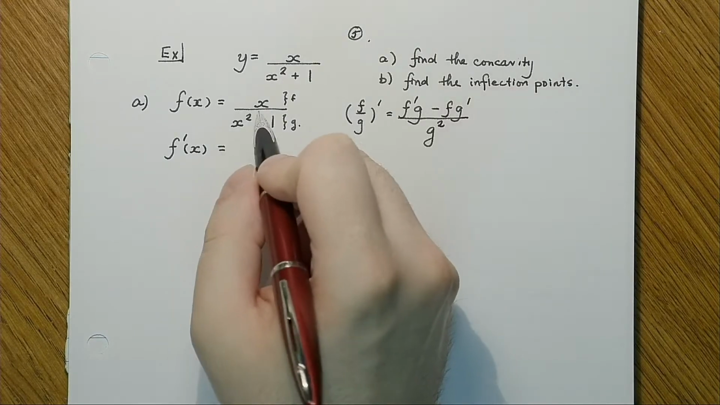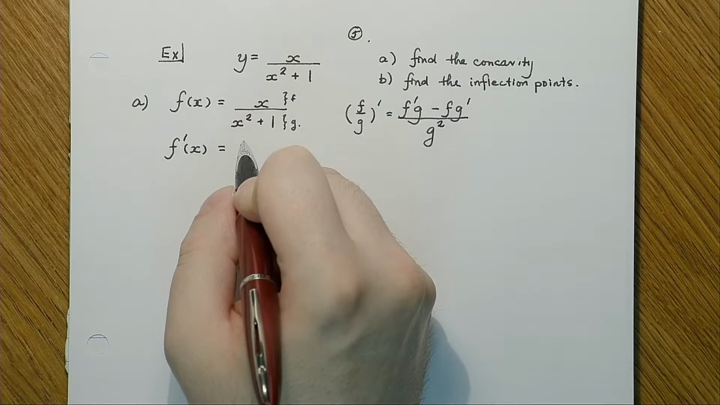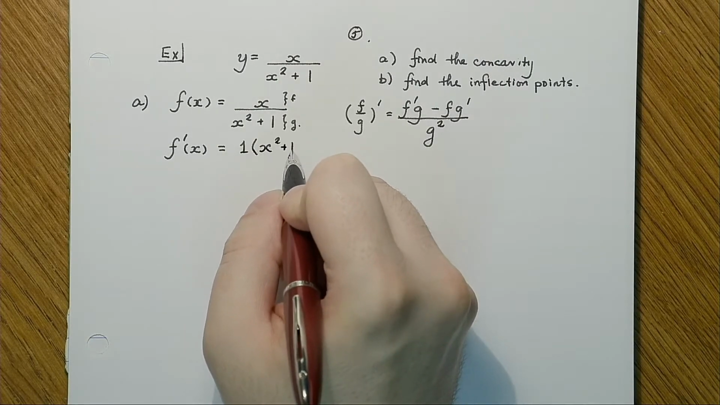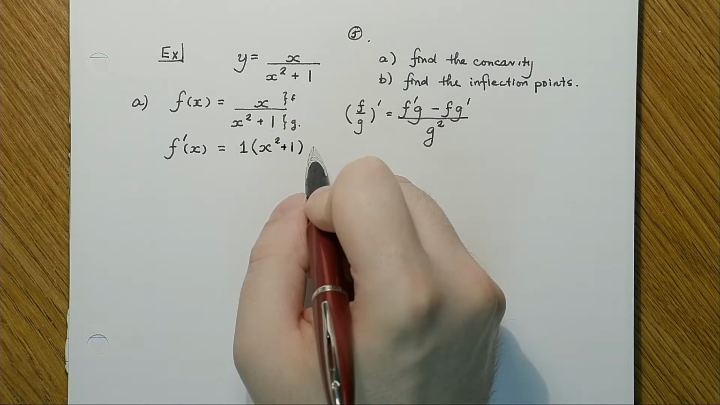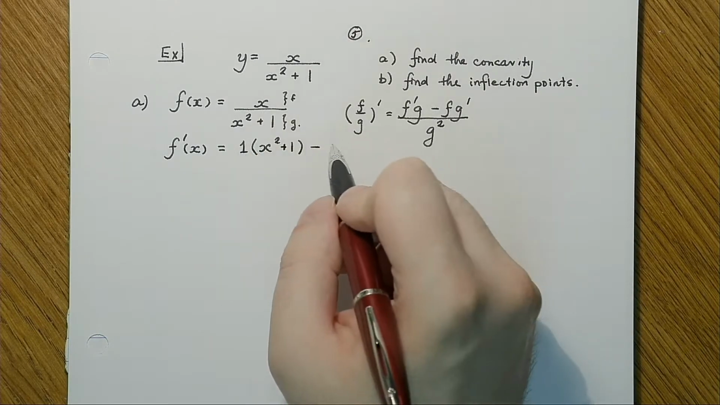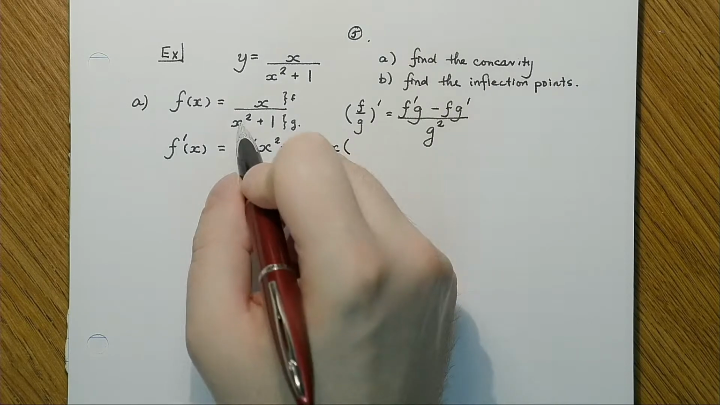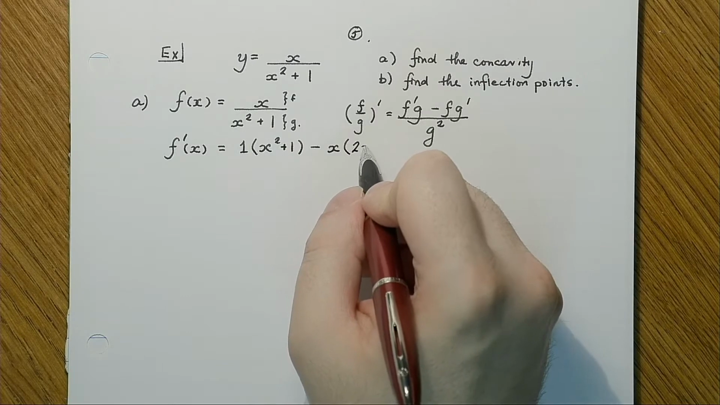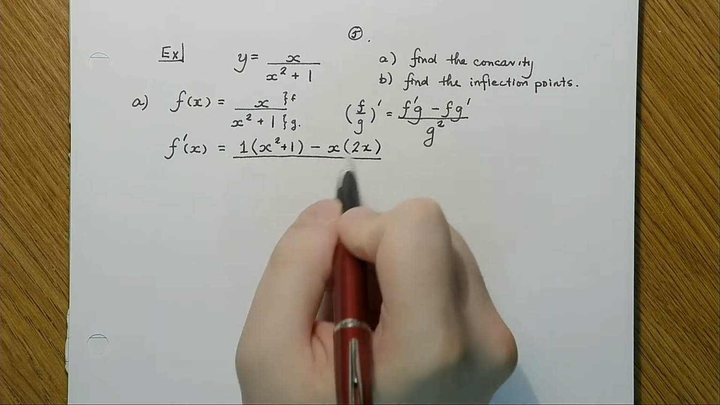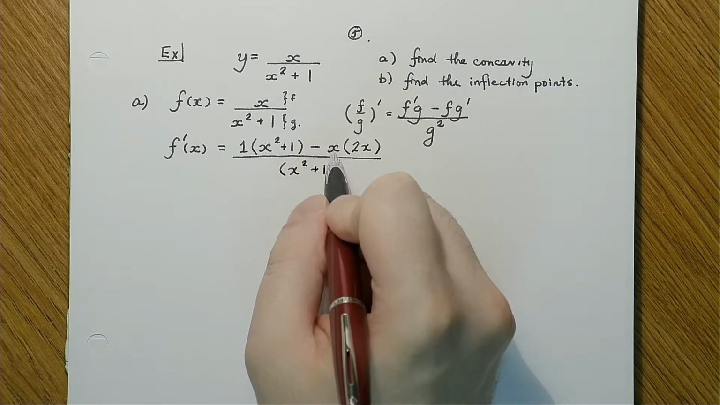So doing this, I have x. So the derivative of x is just 1 times the bottom function, minus, because again it's the minus there, the top function x times the derivative of the bottom function. So I get 2x, and that's it, all over x squared plus 1, all squared.